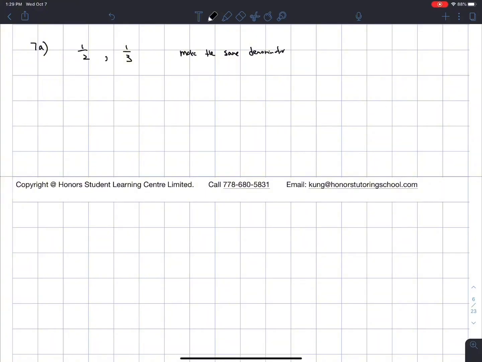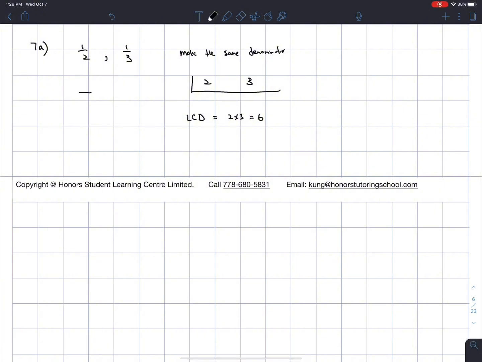So to make the same denominator, there is a trick. You can vertically divide both of them by prime numbers only, and we divide them as long as two of them are divisible. So in 7a, you can't divide both of them by the same number, so you will just do nothing. The lowest common denominator is going to be 2 times 3, which is 6. So we are going to make both of the fractions have a denominator of 6.